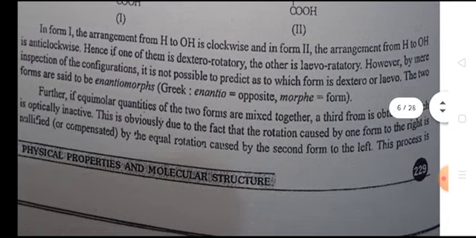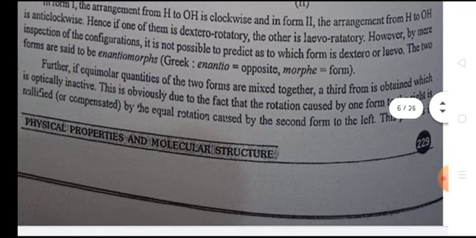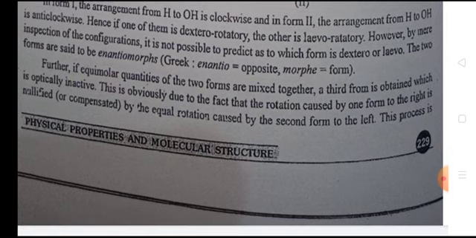In form 1, the arrangement from H to OH is clockwise, and in form 2, the arrangement from H to OH is anticlockwise. Hence, one of them is dextrorotatory and the other is levorotatory. However, by mere inspection of the configurations, it is not possible to predict which form is dextro or levo. The two forms are said to be enantiomorphs.